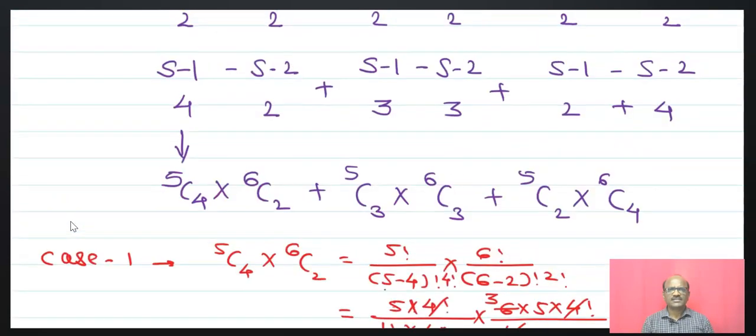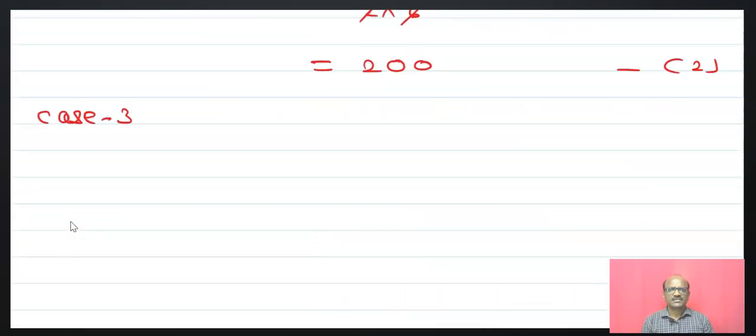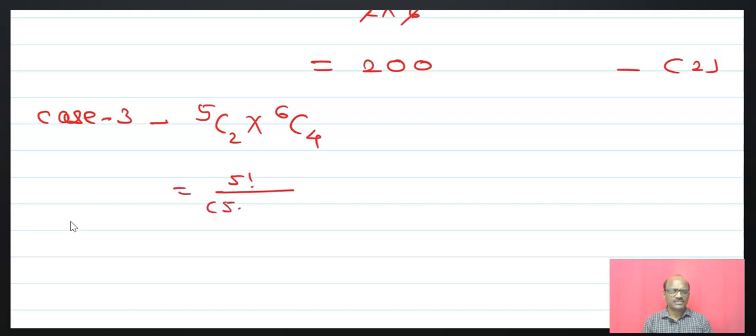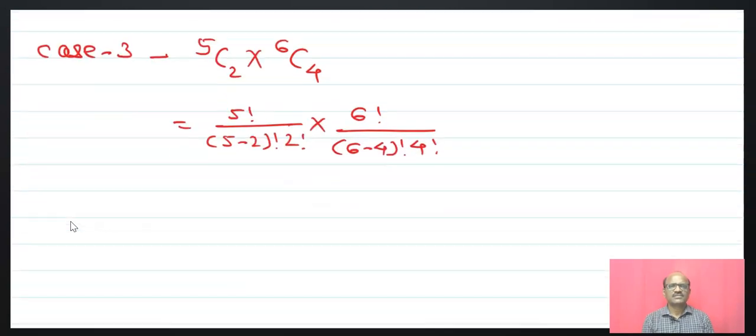In third case, that is 5C2, 2 questions from section 1 and 4 questions from section 2. Now again perform the calculations.